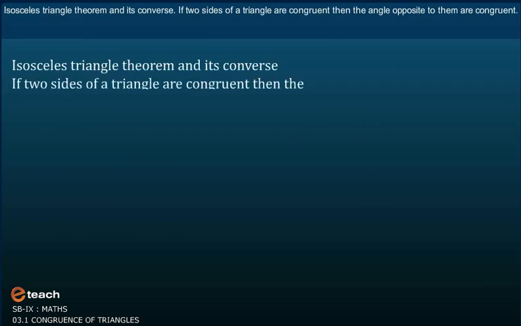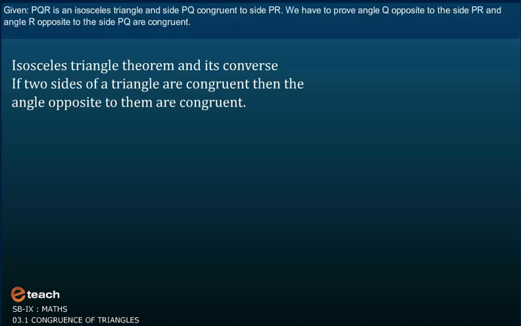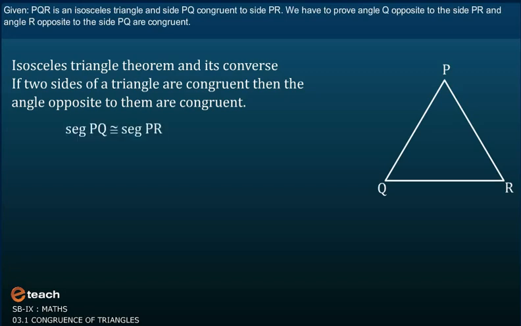Isosceles triangle theorem and its converse. If two sides of a triangle are congruent, then the angles opposite to them are congruent. Given that PQR is an isosceles triangle and side PQ is congruent to side PR, we have to prove that angle Q opposite to the side PR and angle R opposite to the side PQ are congruent.